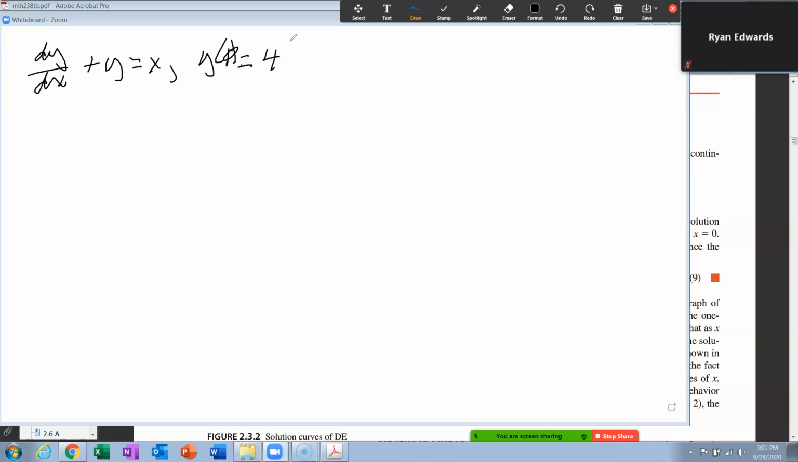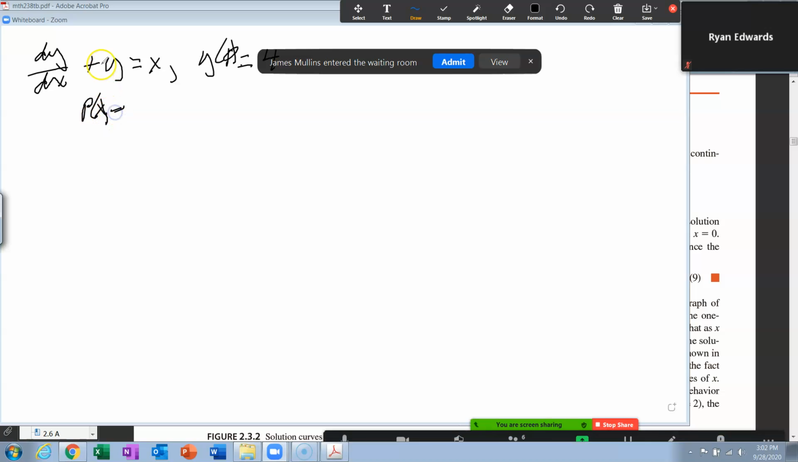Okay. Now, good news, already in standard form. The coefficient already is 1. We didn't have to divide by anything, so we didn't introduce any singular values, singular points, so we don't have to worry about those. So we can jump right to our procedure. The P of X here, that's the coefficient of your Y here.